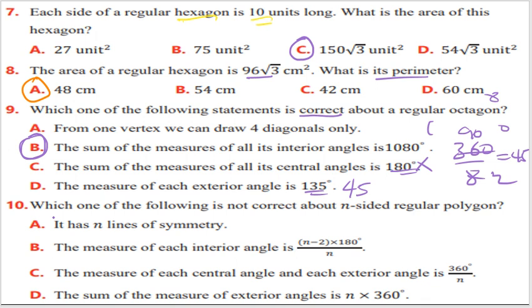And question number 10. Which one of the following is not correct about an n-sided regular polygon? It has n lines of symmetry. That is true. The measure of each interior angle is n minus 2 times 180 over n. Again, it's a formula, true. The measure of each central angle and each exterior angle is 360 over n. Correct, the same formula. And the sum of the measures of the exterior angles is, which is wrong. It must be only just 360.